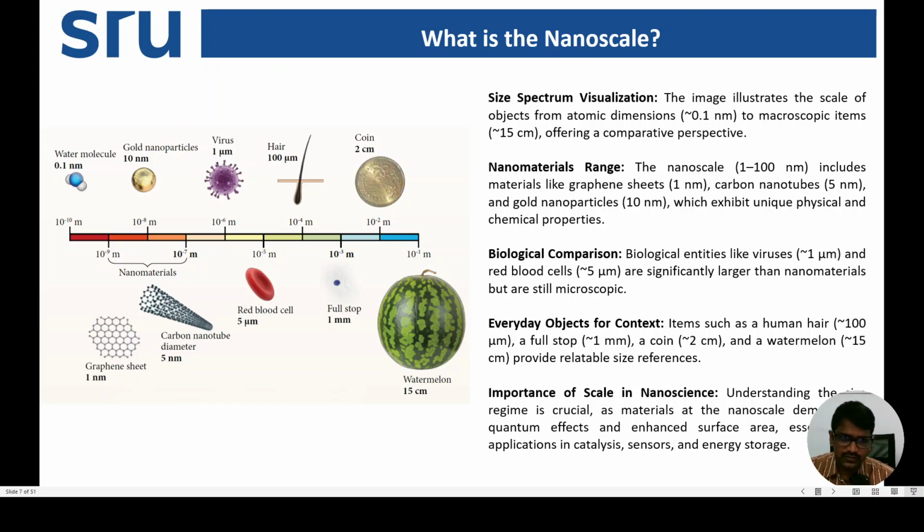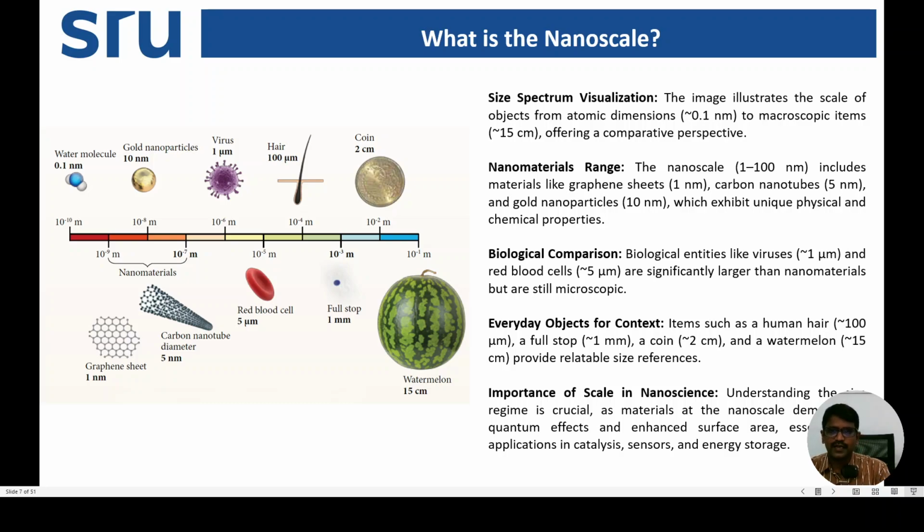Watermelon, coins, a dot, these are all macro size. And hair, red blood cell, virus are micro size. Coming to nanomaterials, graphene sheet, carbon nanotube, gold nanoparticle, these are all under nanomaterial. This water molecule comes under atomic level. So from atomic level, nano size, micro size, macro size. So this is about nanoscale.